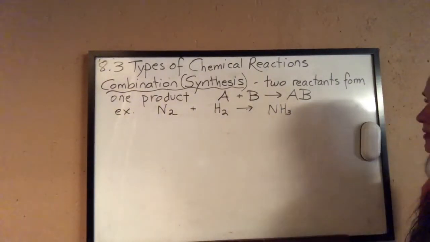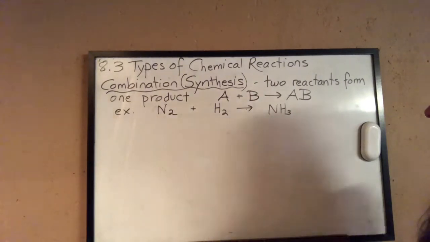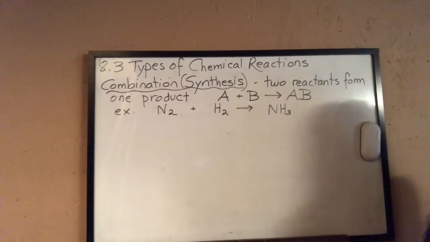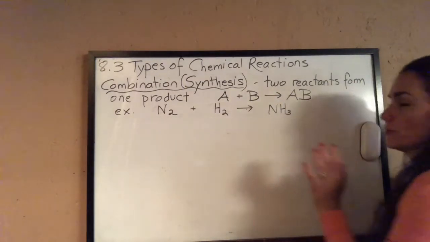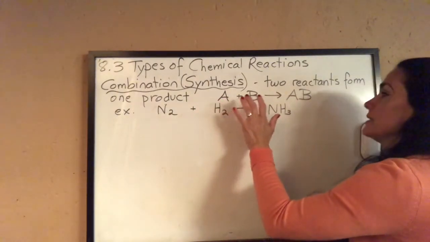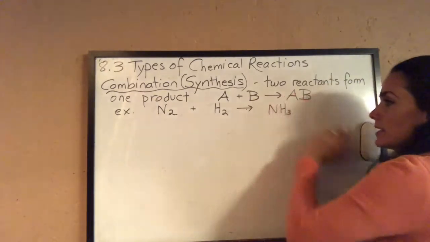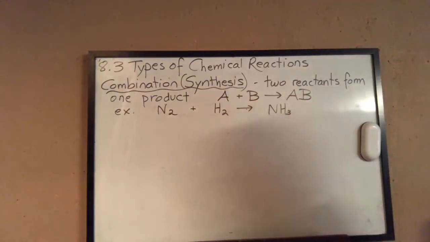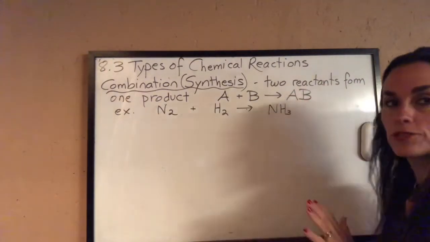Okay, types of chemical reactions. Let's talk about combination or synthesis reactions. You have two reactants forming one product. So, for example, reactant A reacting with reactant B to produce product AB. Let's look at an example of a combination or synthesis reaction.